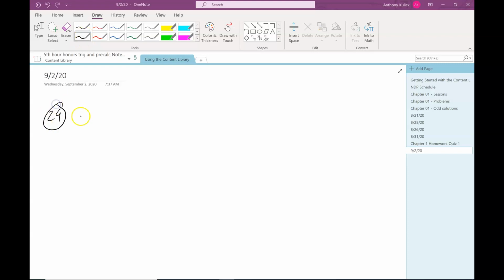Sure. So 29 says find two functions f and g such that the composition of them is something like this. So there's lots of answers you could give here. The way I would think about this is to find an inside function and an outside function, because that's really what's going on with the composition. What I see for an inside function would be x squared minus 1. And an outside function I see as sine.